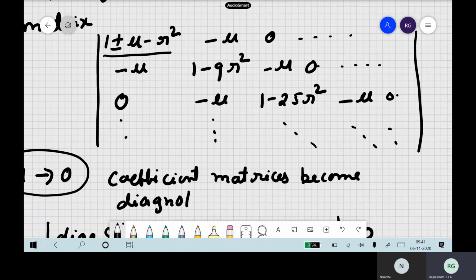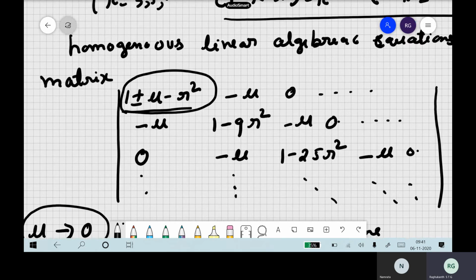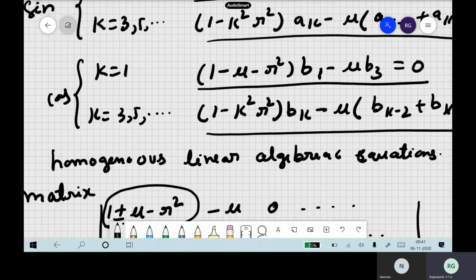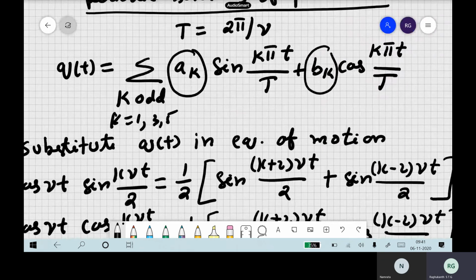Now we have assumed that k goes from 1, 3, 5 up to infinity. If I want to do only a first order approximation, that means I am interested only in the first term, so k becomes only 1 itself. I am neglecting all the higher order terms. Second order means I will include 2 terms in the Fourier series. So this is my Fourier series expansion. If I include only the first term, I get the first order expansion. If I include 2 terms, then second order, and third order we can find out.